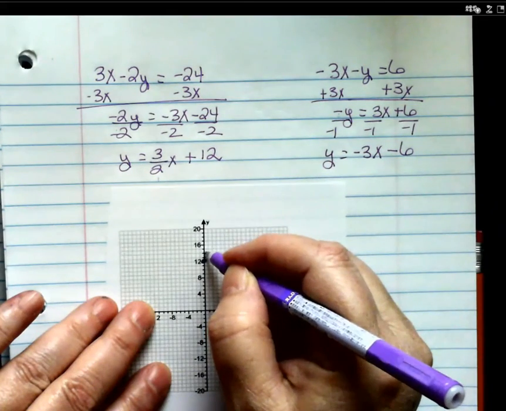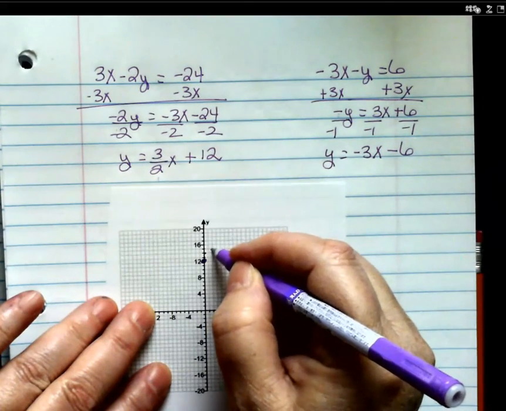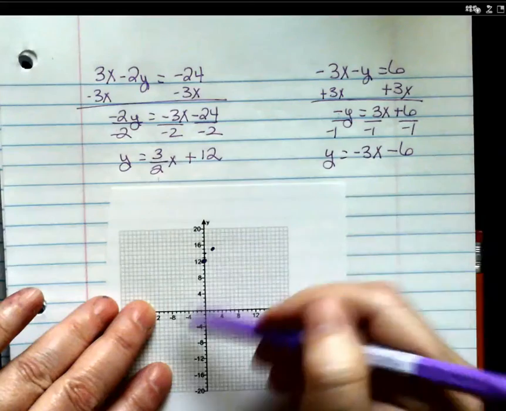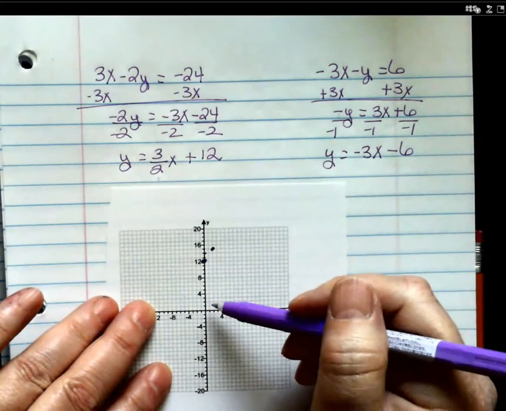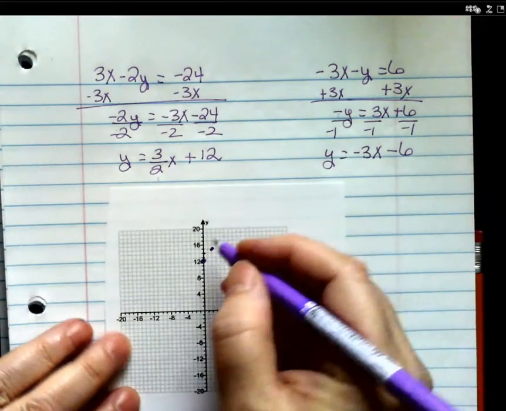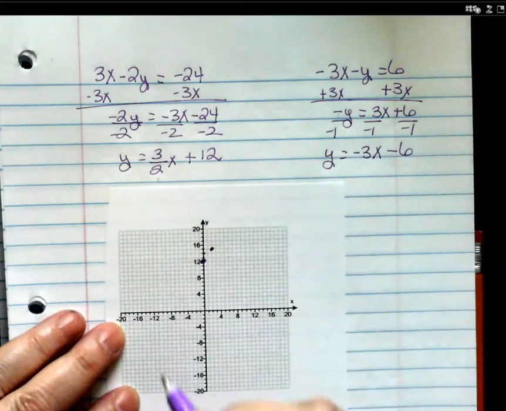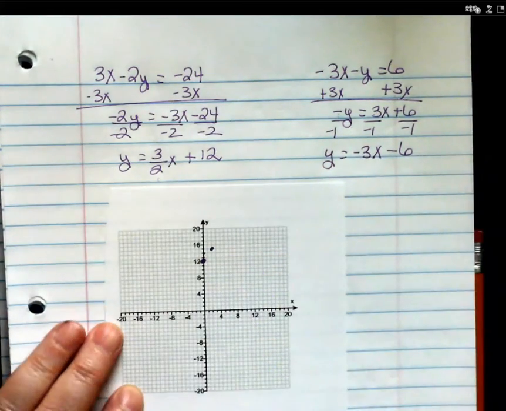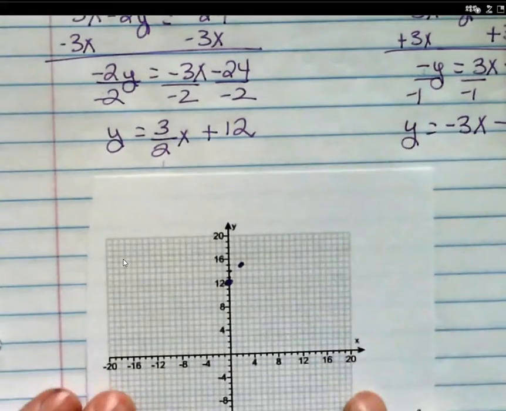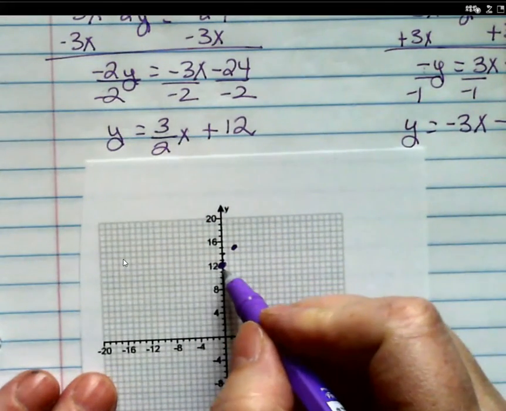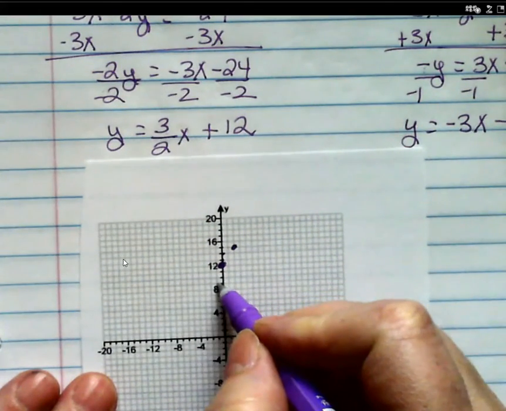Up 3 over 2. Now, if you're doing it on your computer, it's going to be much easier to figure out where they intersect. I'm going to go backwards just because I can't see with these tiny little lines. Let me make this bigger. So now I'm going to go backwards, which means I go down 3 and over 2.